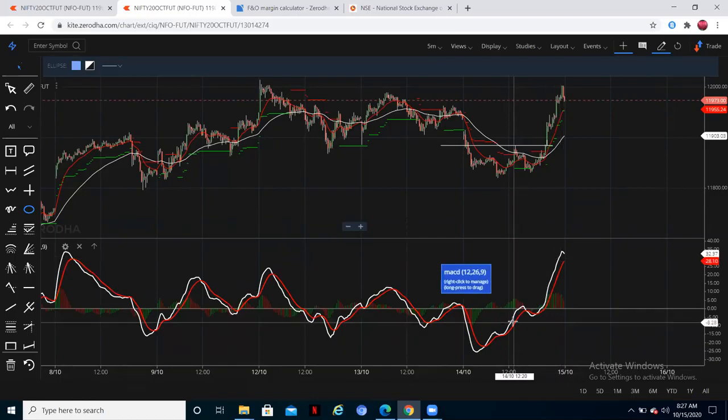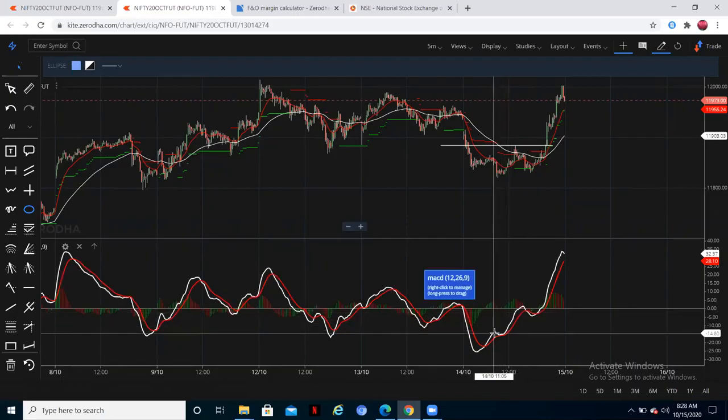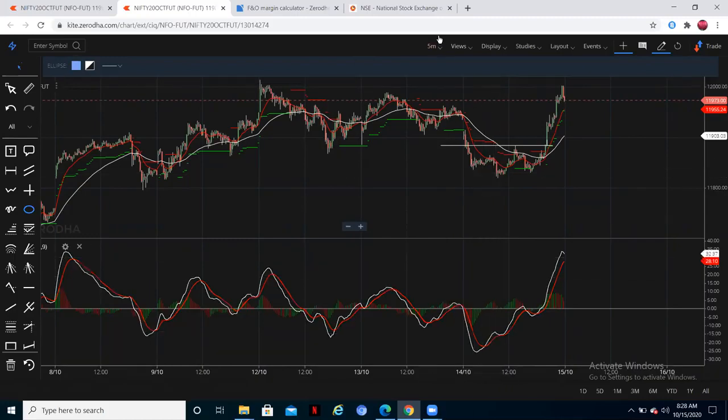In case you are finding a shorting trade, it must be moving below zero. In case there is a contradiction in this, that is a false signal. You are taking an incorrect entry. Like here you can see.